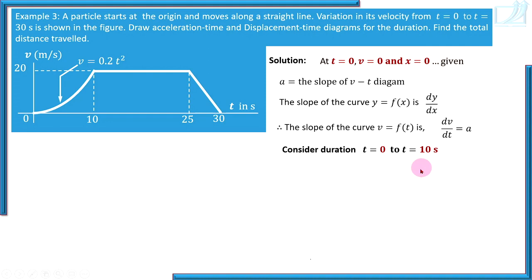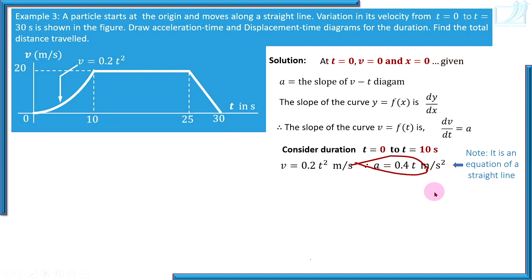Okay, so consider duration 0 to 10 seconds. V is equal to f(t). In this case, V is 0.2 t squared meters per second. So acceleration is 0.4 t meters per second square. Have you realized it is straight line? A is y equal to mx plus c. It is straight line where c is 0. Now acceleration at t equal to 0 is 0, and acceleration at t equal to 10 seconds is 4 meters per second square.